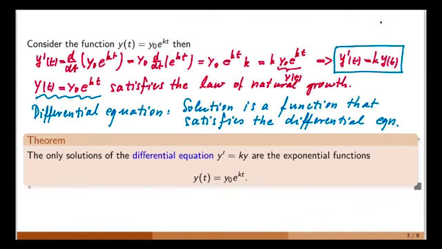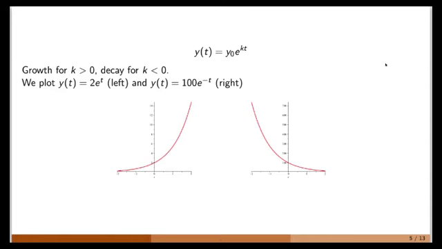Coming back to the function y of t is y0 e to the kt, we have the following general result. The only solutions to the differential equation y prime is ky are those exponential functions, y of t is y0 e to the kt. Let's look at these solutions graphically.